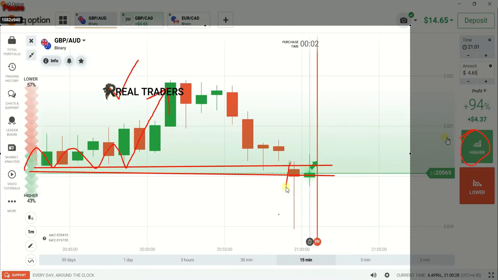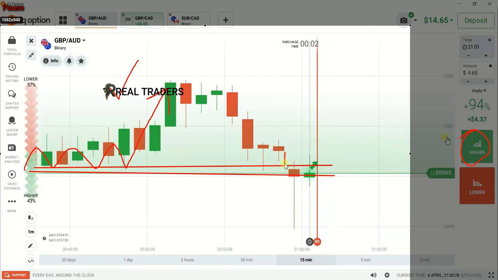The next reason, this is a hammer candle. This is another reason. It is a reversal sign. The next one, you are seeing a long wick at the support level. This is showing us a very strong rejection, very strong force from the buyers. It is another reason. And the next reason is this.